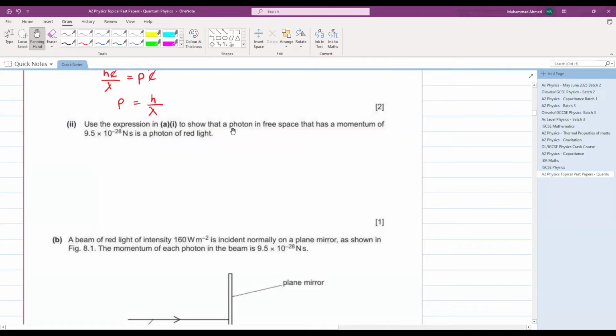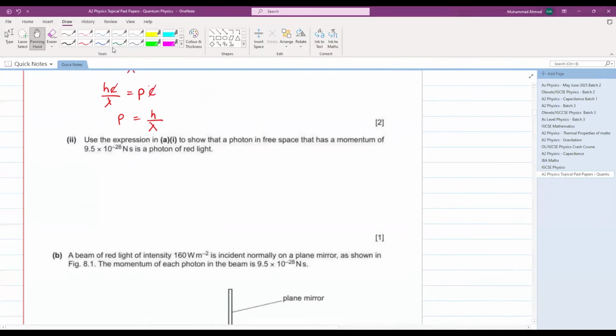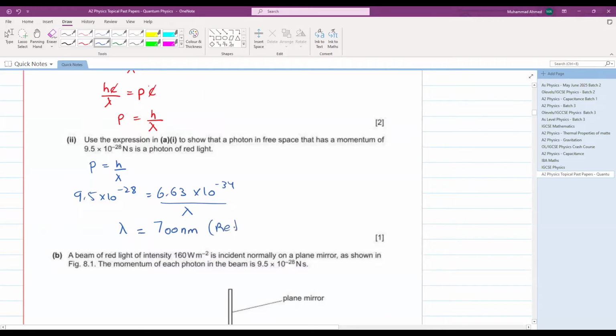Use the expression in part 1 to show that the photon in free space that has a momentum of this is a photon of red light. Let's utilize this equation: p is equal to h over lambda. Your momentum is 9.5 into 10 raised to the power of minus 28. Your h is 6.63 into 10 raised to the power of minus 34, divided by lambda. What will your lambda value come out to be? Lambda comes out to be 700 nanometers, which is the wavelength of red light.